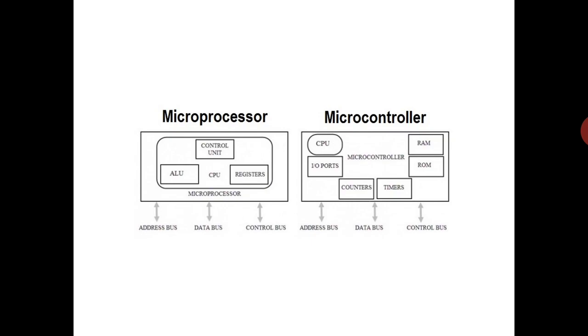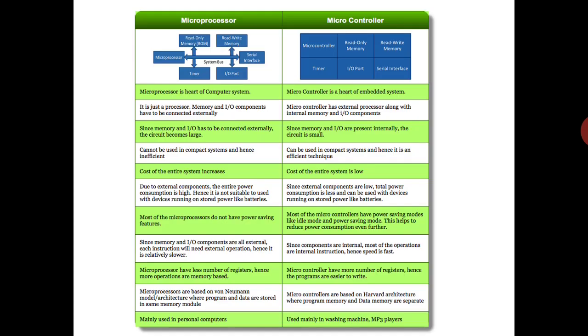Microcontroller contains CPU, input output ports, RAM, ROM, counters, timers, and address bus, data bus and control bus. This is the difference table: microprocessor and microcontroller.